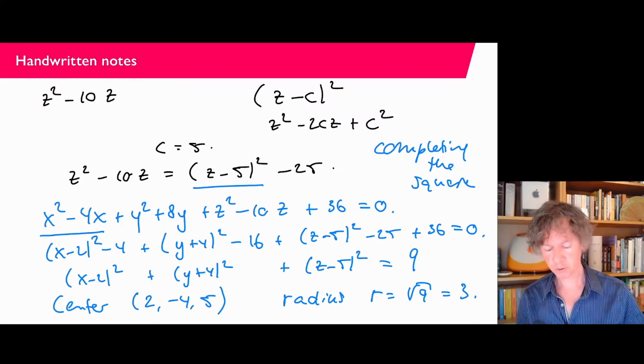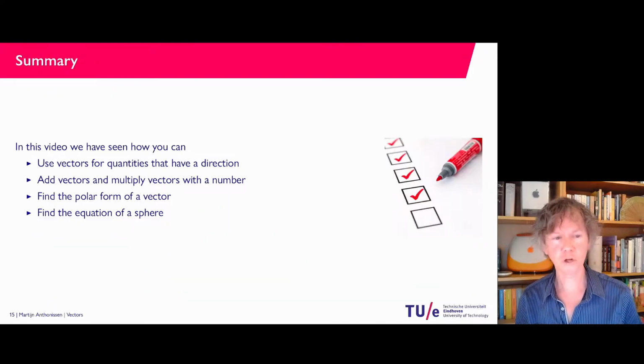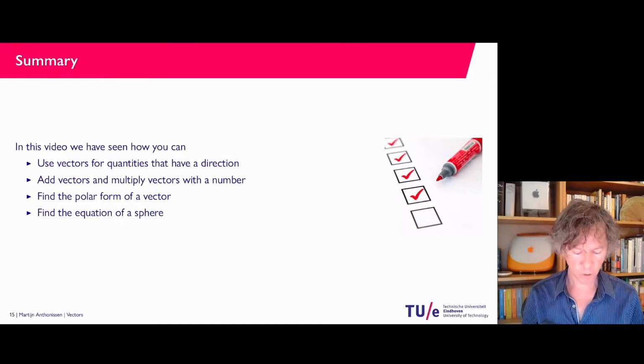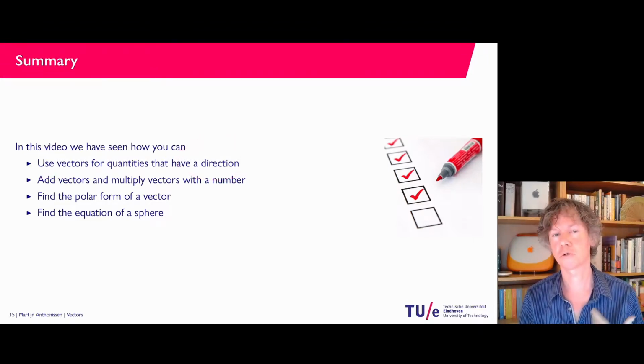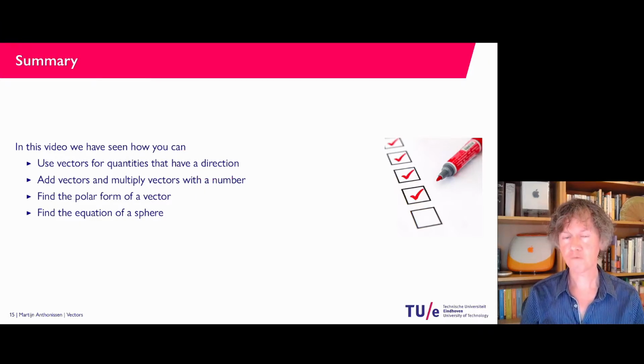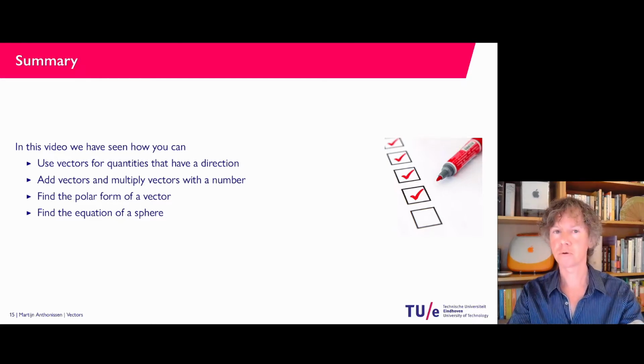That wraps up this video, so let's make a short list of what we have seen. So we have seen that you can use vectors either in 2D or in 3D for quantities that have a direction and a size, such as velocity or force. Working with vectors, if you have two vectors, you can add them together. If you have one vector and a number, you can multiply them. We have seen that you can also use the polar form, where you specify the angle and the length. And we have looked at the equation of a sphere.